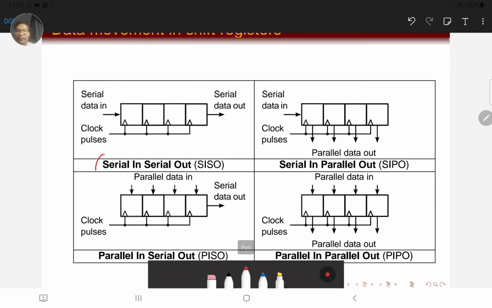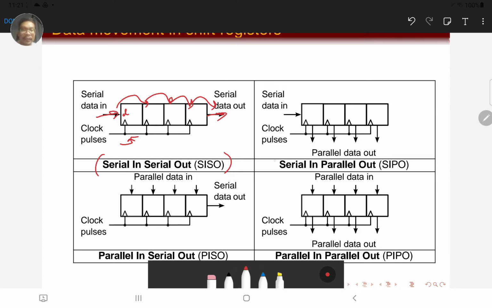The first example is the serial in and serial out. Serial in means that this is our D. The data is going to come in, and when we give a clock pulse, the data is going to come out in a serial fashion. At the positive edge of the clock, this will be transferred here, then there, then there, and then to the output. So basically, it's a serial in and serial out.